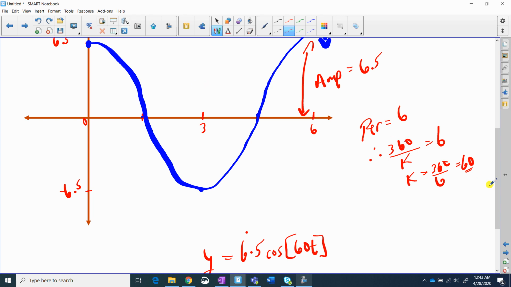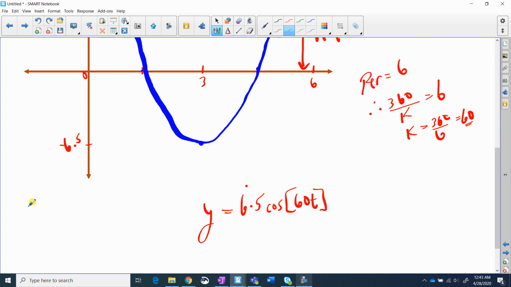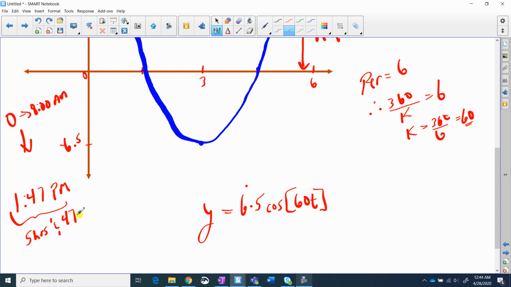Now, I need to figure out 1:47 p.m. How many hours along this scale is 1:47 p.m.? So remember, 0 was 8 a.m., so I need to figure out how much time this is after 8 a.m. Well, we can use finger math if you want: 9, 10, 11, 12 a.m., then it's going to hit 1 p.m. So it's 5 hours and 47 minutes along my scale that I've created.